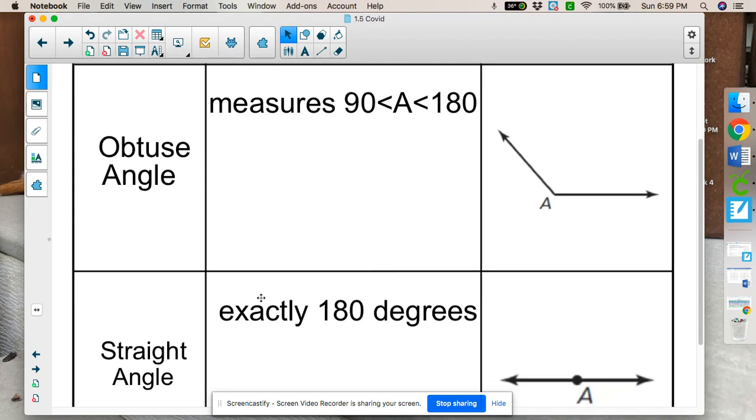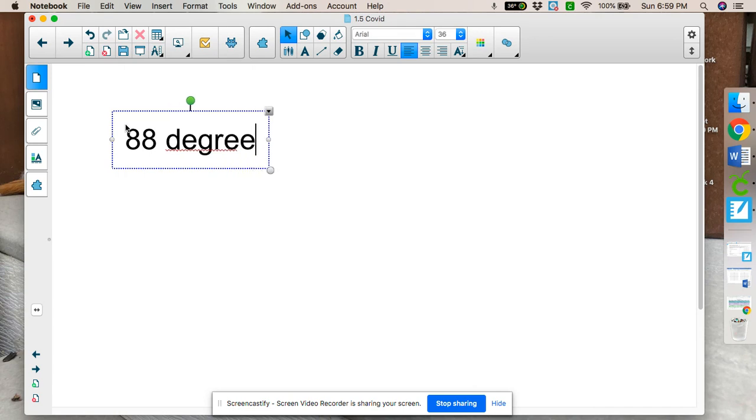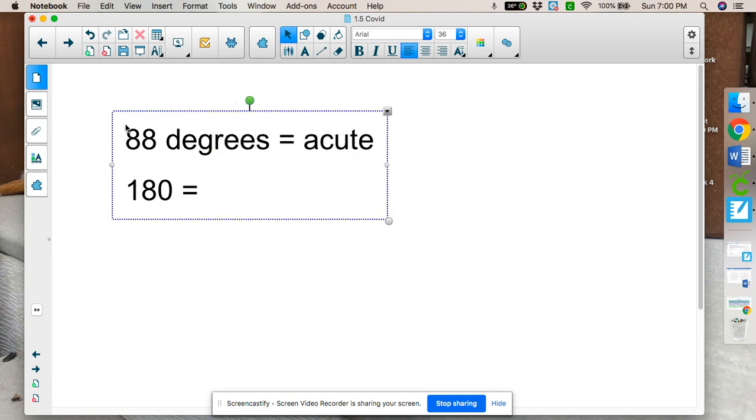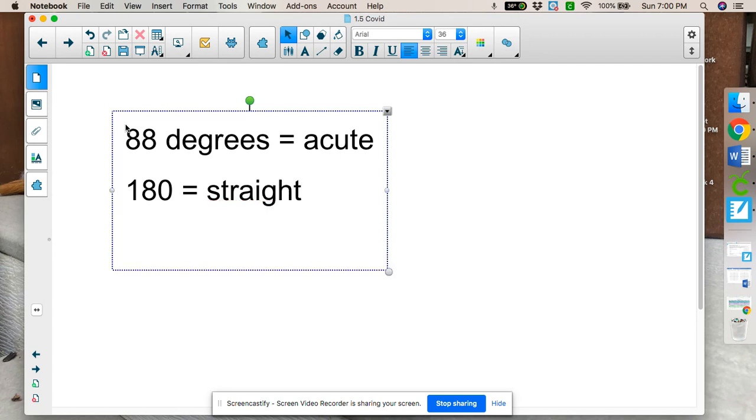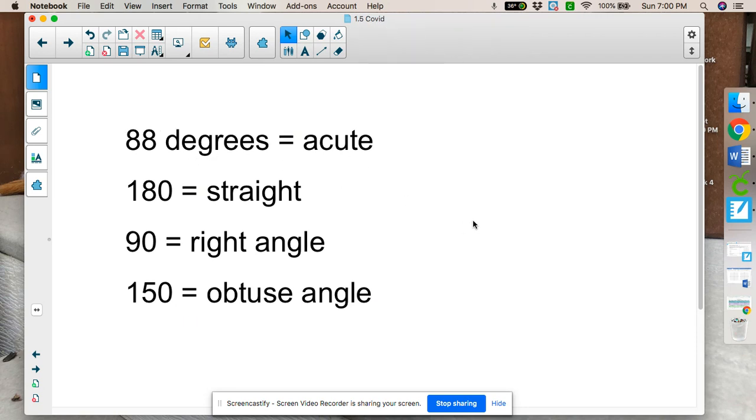So you should know these four terms: acute, right, straight, and obtuse. If you were looking at an angle, and let's say I give you a measure of 88 degrees, you should know that's acute. If I say 180 degrees, that should be a straight angle. If I say 90, you should know that's a right angle. And if I say something like 150, that's an obtuse angle. So you should just be able to know by the angle's measure what the classification of the angle is.